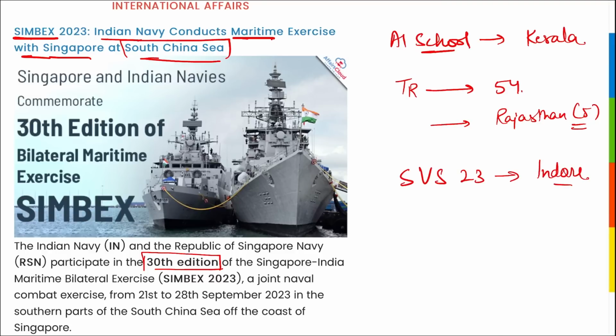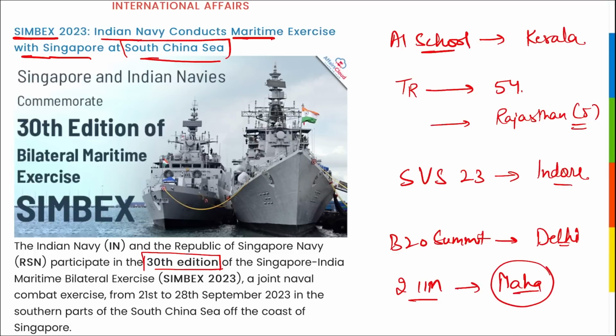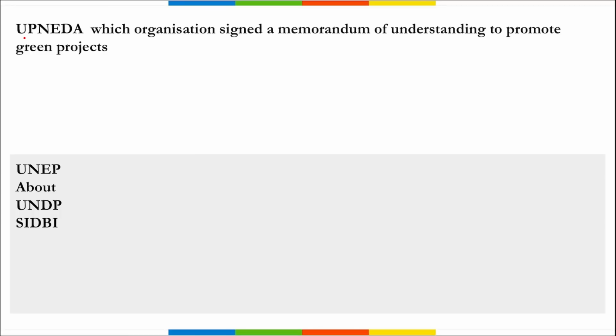Then apart from this, where was the B20 summit held? It was held in Delhi. Then apart from this, which state has two IIMs? Maharashtra is the only state and the first state in India to have two IIMs. Next, UPNEDA signed a memorandum of understanding with which organization to promote green energy projects? It is SIDBI, right?